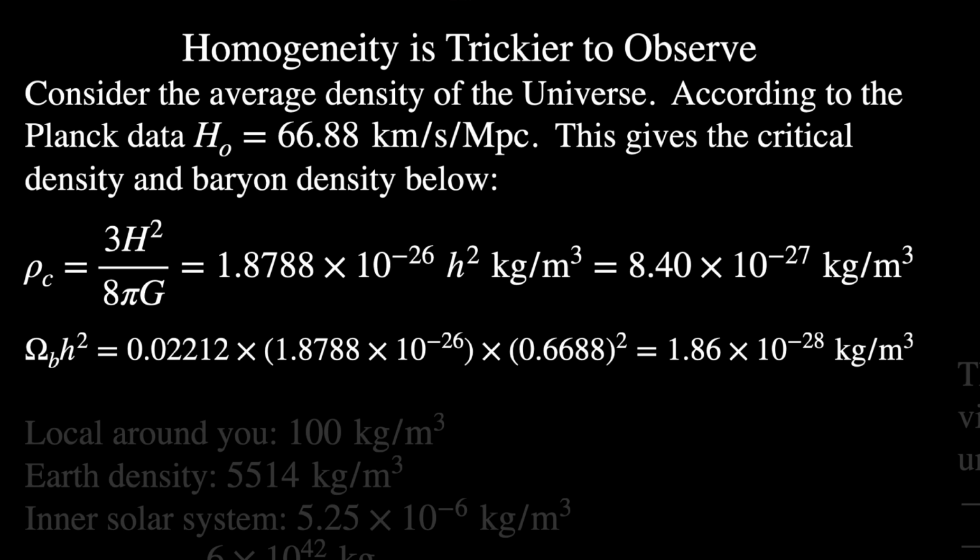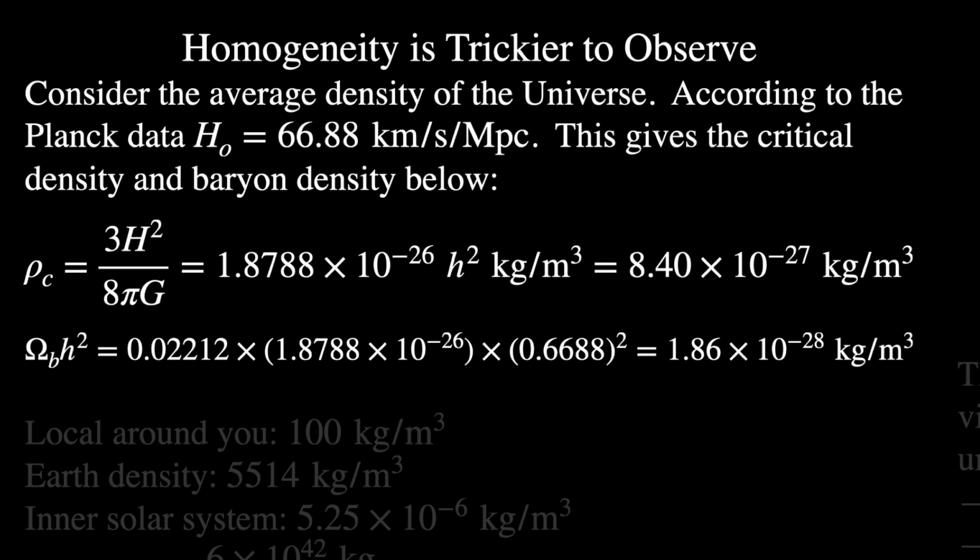And that gives the critical density, meaning the difference between an open and a closed geometry universe, and a critical density of approximately 8.4 times 10 to the minus 27th kilograms per cubic meter. That's really nothing. That's only a few protons every square meter, right? That's really not much. So the baryon density is a tiny fraction of that.